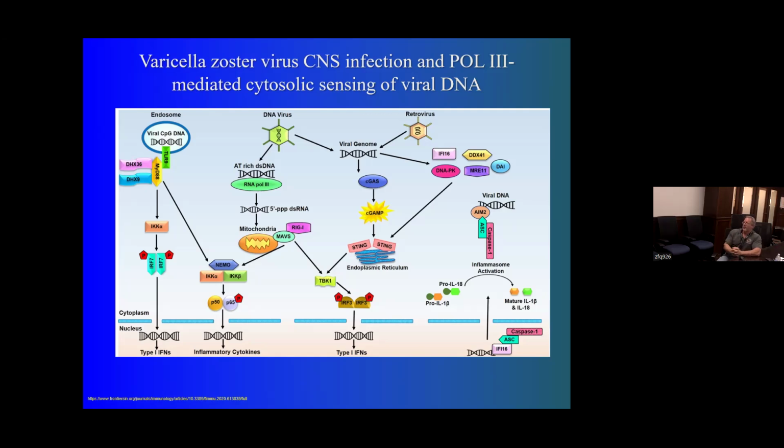And one of the important molecules in this process is polymerase 3, is RNA polymerase 3. And within the context of varicella zoster virus, this is the virus that causes chickenpox in children and can cause shingles in older adults if you've already been infected with chickenpox as a child. And what they saw was that in some individuals, they seem to have a much more severe response to the infection from varicella zoster virus than other individuals.